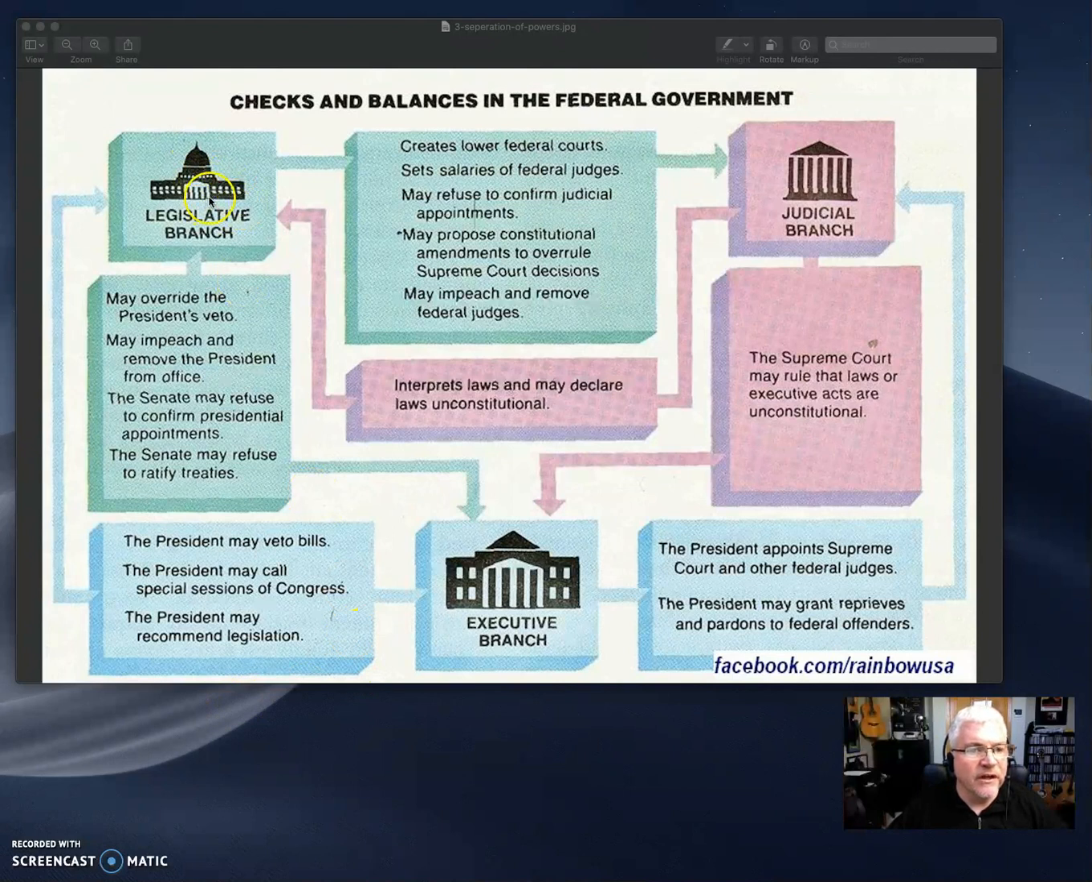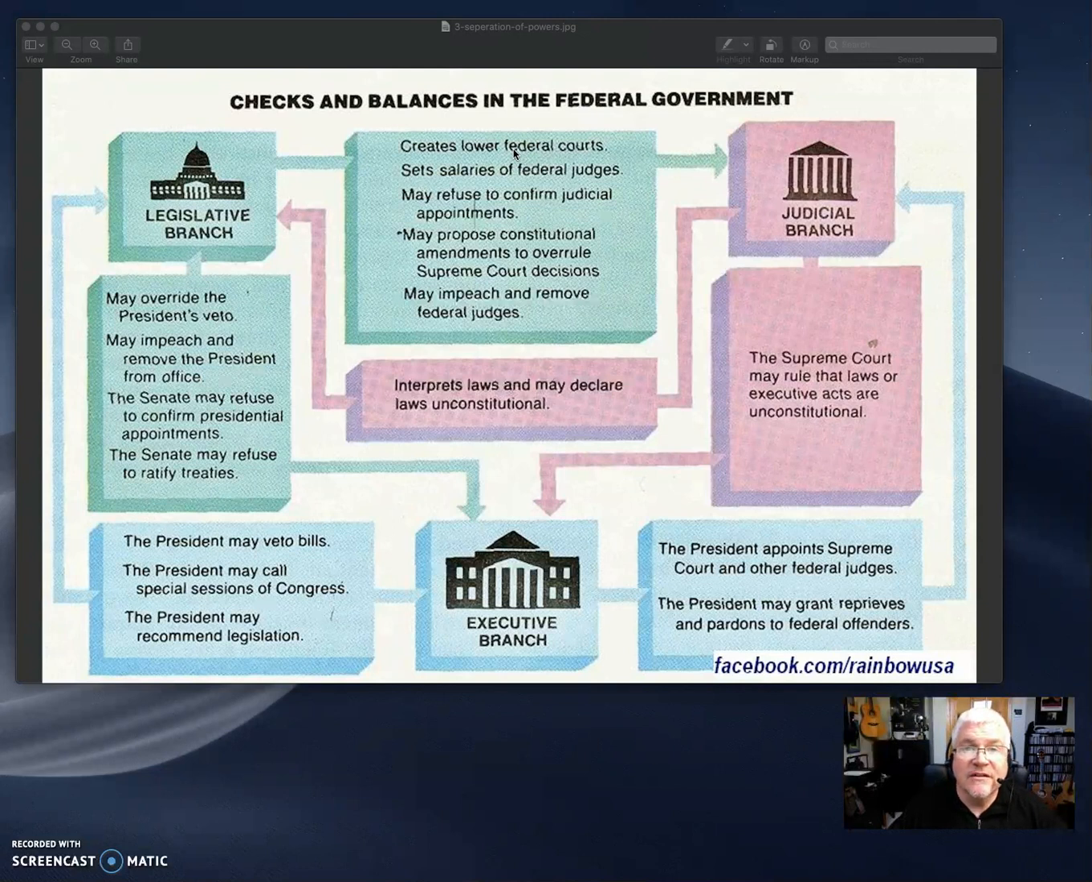Let's start up here in the upper left-hand corner with the legislative branch. Everything that's kind of that greenish color is things that the legislative branch can do. So moving to the right, follow this line. The legislative branch checks the judicial branch, this pink box, by doing these things. The legislative branch creates lower federal courts. They set the salaries for federal judges and justices. They may refuse to confirm a judicial appointment. They may propose constitutional amendments to overrule Supreme Court decisions.